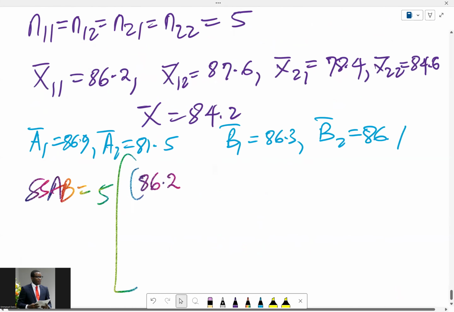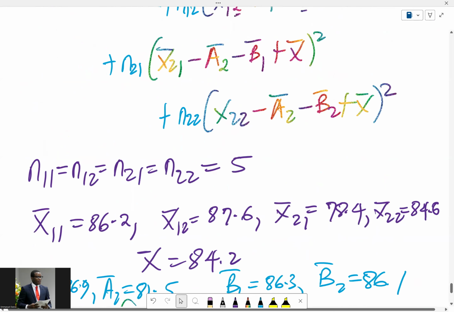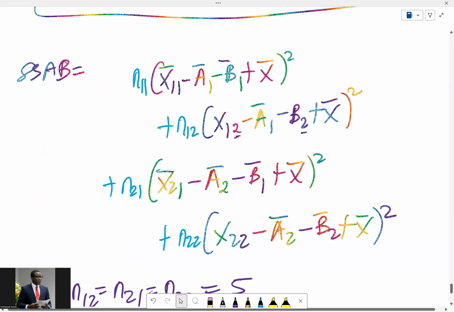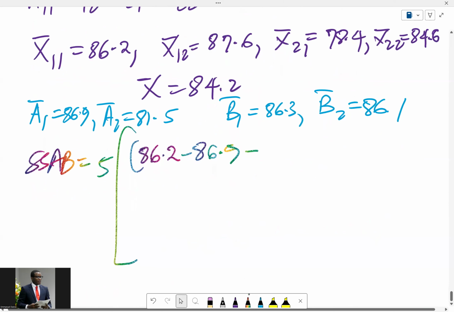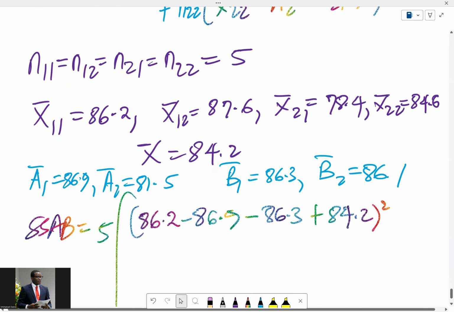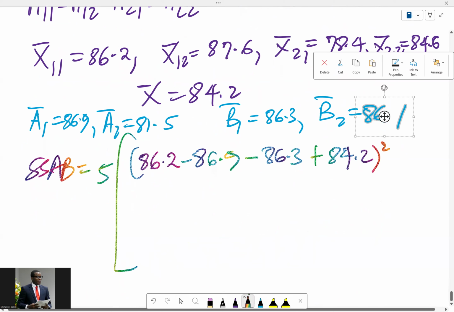Thankfully, this is the last sum of squares, but it's the most serious. So x11 bar minus a1 bar. So a1 bar now is 86.9, then minus b1 bar. So b1 bar is 86.3 plus x bar, which is 84.2, all of this squared. Yep, that works. Of course, if the 5 is not common, you have to multiply inside, you have to multiply this one by its own n. But all the n's are the same, that's why the 5 is outside. So pay attention to that.